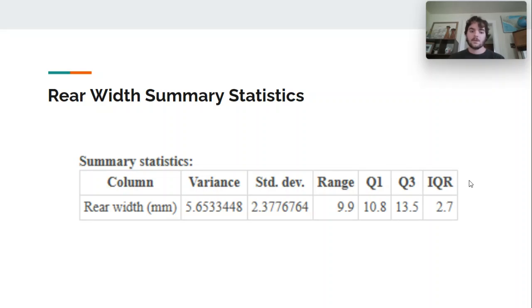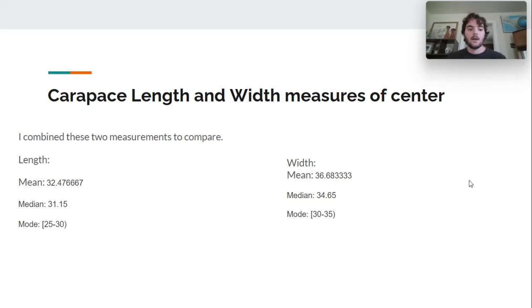Rear width summary statistics. So the variance is 5.6533448. Standard deviation of 2.3776764. Range of 9.9. Q1 of 10.8. Q3 of 13.5. And an IQR of 2.7. I'm going to reduce the decimals at the end just for time purposes from now on.